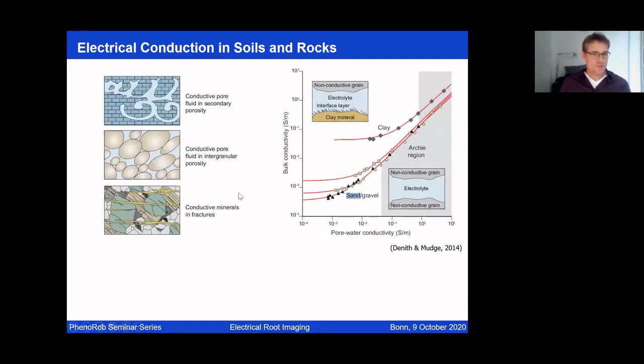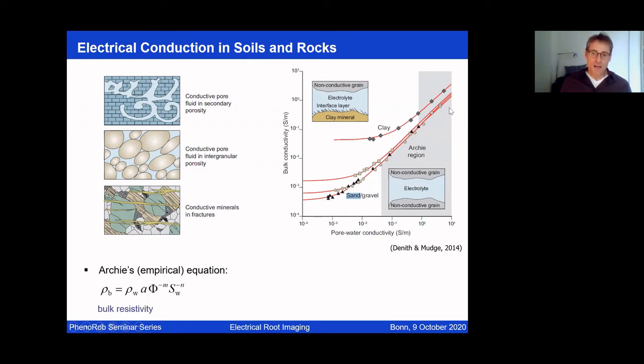And now we look into the electrical conduction properties, first of soils or soils and rocks as porous media. As many of you will know, the bulk electrical conductivity of a soil, for sufficiently high pore water electrical conductivity, so let's say salinity, scales linearly with the salinity. This linear regime is typically referred to as the Archie region, where petrophysical parameters like saturation and porosity and some empirical parameters determine this proportionality between the two.